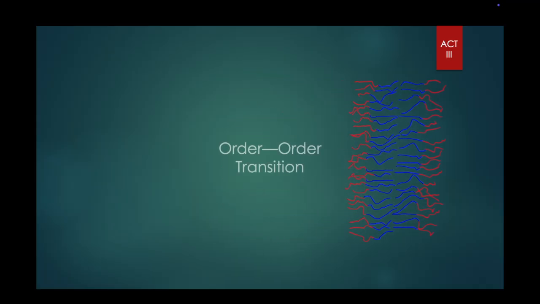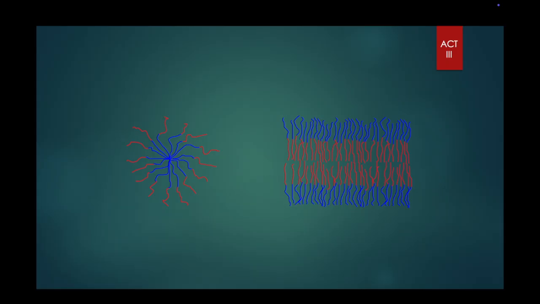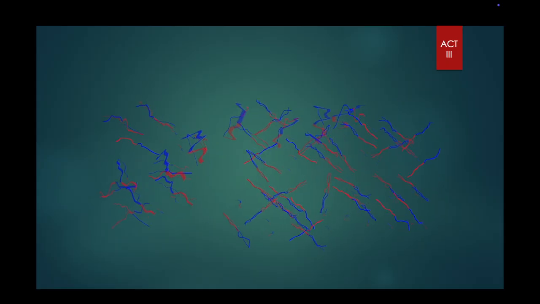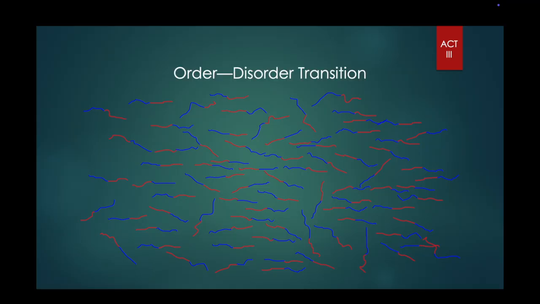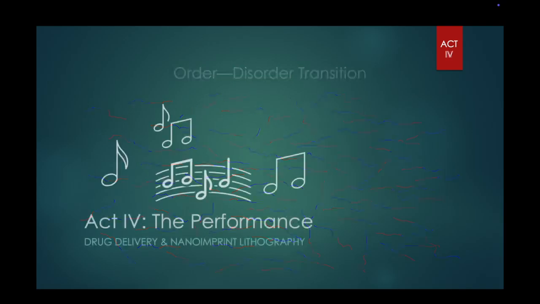Another transition can occur, however, where instead of transitioning into a different ordered phase, these morphologies instead melt back into the disordered phase in an order to disorder transition. So, just like how a conductor controls the tempo, phrasing, and sound of an orchestra performing a piece, we can use external electric fields to induce specific orientations and structures within self-assembling block copolymer systems. And now we are ready for Act 4, the performance.